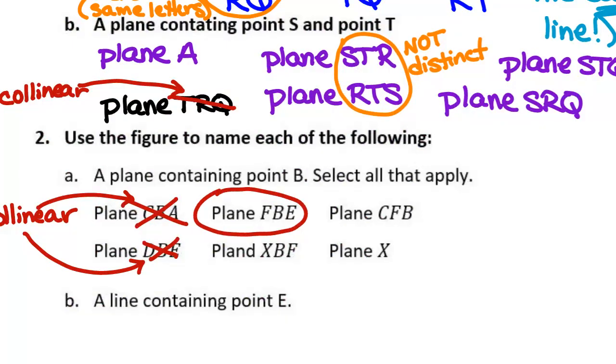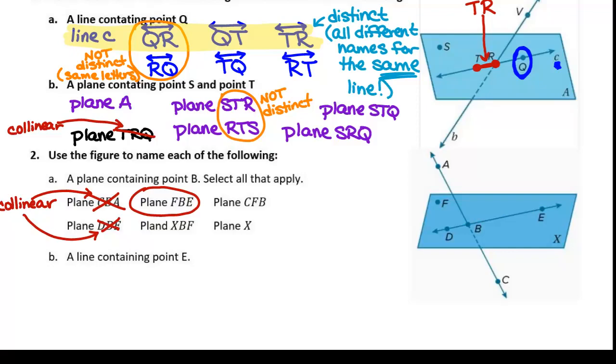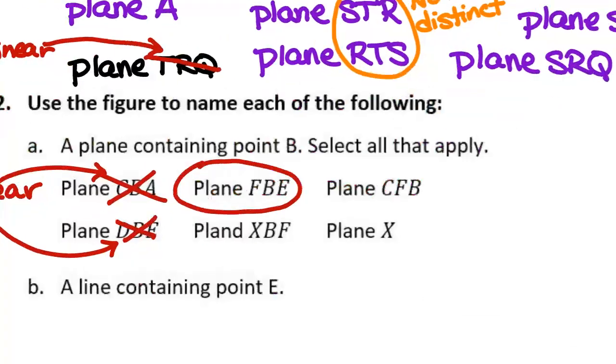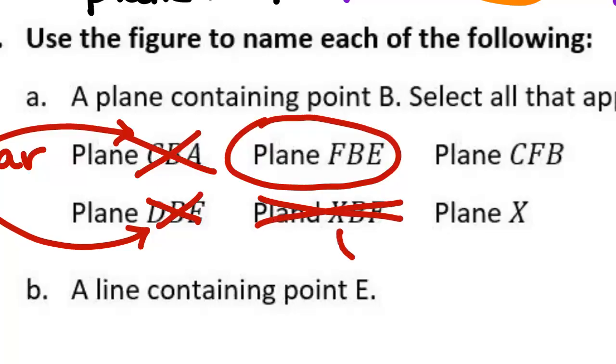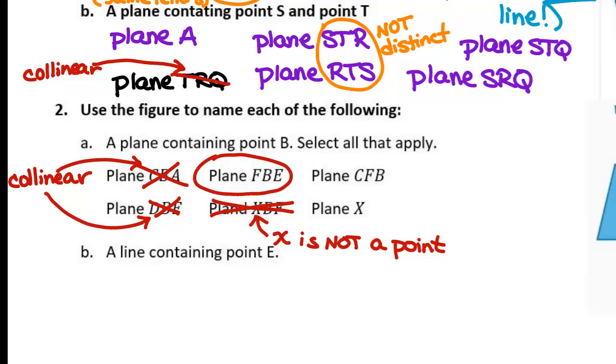Let's go right below that. Can we do XBF? Why not? Yes, I love it. X is not a point. X is the name of the plane. And we know it's not a point because how? Has no dot. X is not a point. All right, let's go to the last column.